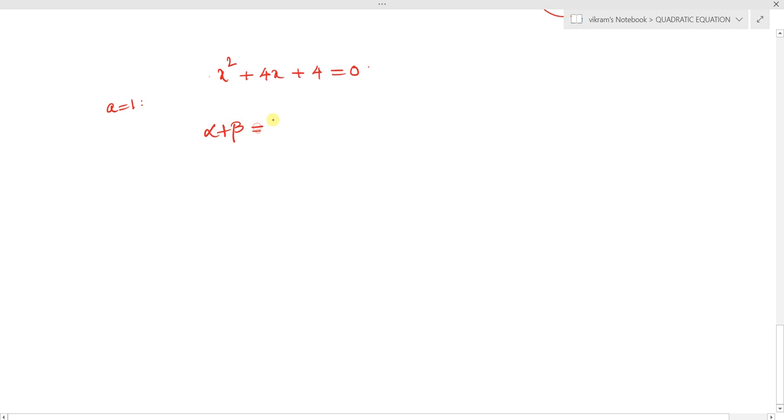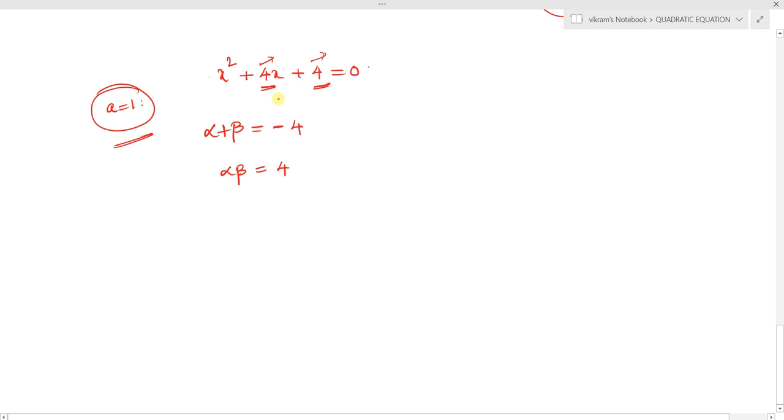Alpha plus beta can simply be written as minus of the coefficient of x, which is minus 4, and the product of the roots is simply the constant term, 4. If the x square coefficient is 1, as in x square plus bx plus c, then we can write directly that the sum of the roots is minus of the x coefficient and the product of the roots is the constant itself.